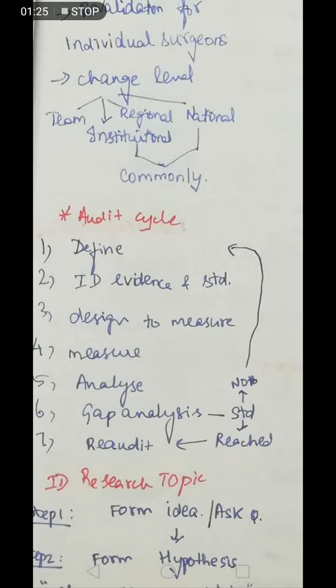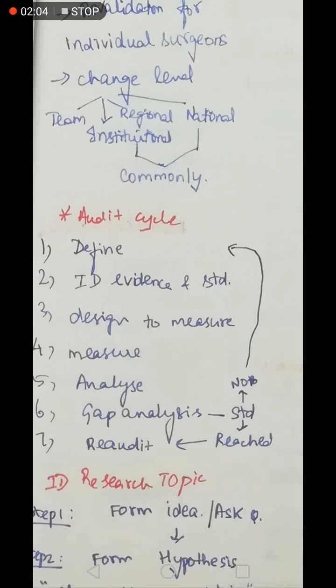So there is this concept called the audit cycle, where first we have to define our aim. Second, identify the evidence and the standard of study. Third, design how to measure whatever you are going to do. Fourth, we measure. Fifth, we analyze whether it is good or bad. Sixth, do gap analysis. Gap analysis shows whether it reaches the standard. If it reaches the standard, you can do re-audit. And if it does not meet the standard, we have to define it and start the audit cycle all over again. So that's about it.